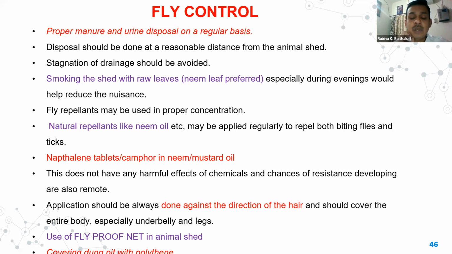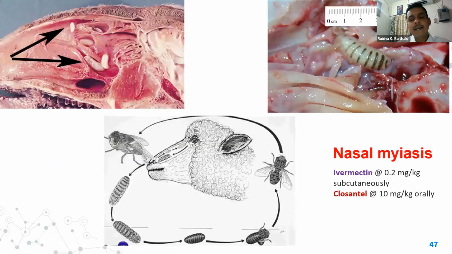You can even use fly-proof nets. That is also helpful for the control of the fly population. Another fly, Oestrus ovis, is also a big nuisance. As you know, this causes nasal myiasis.